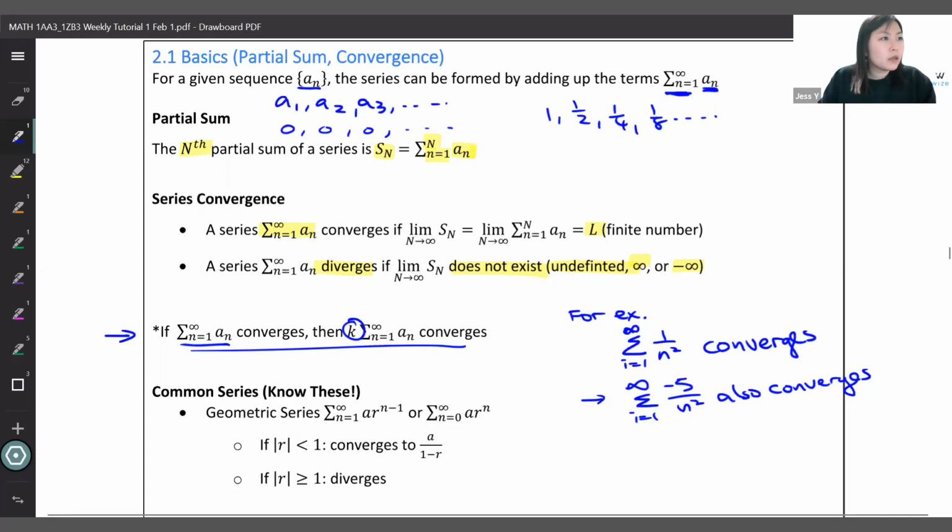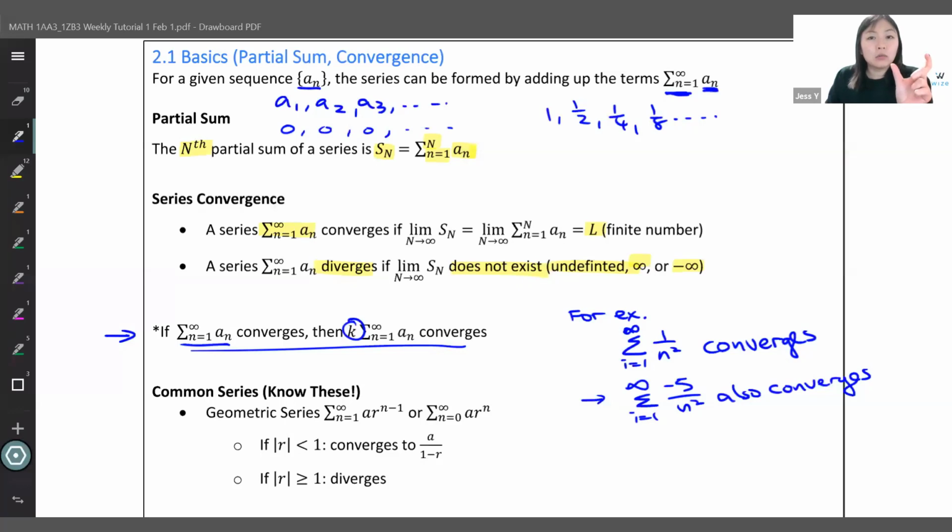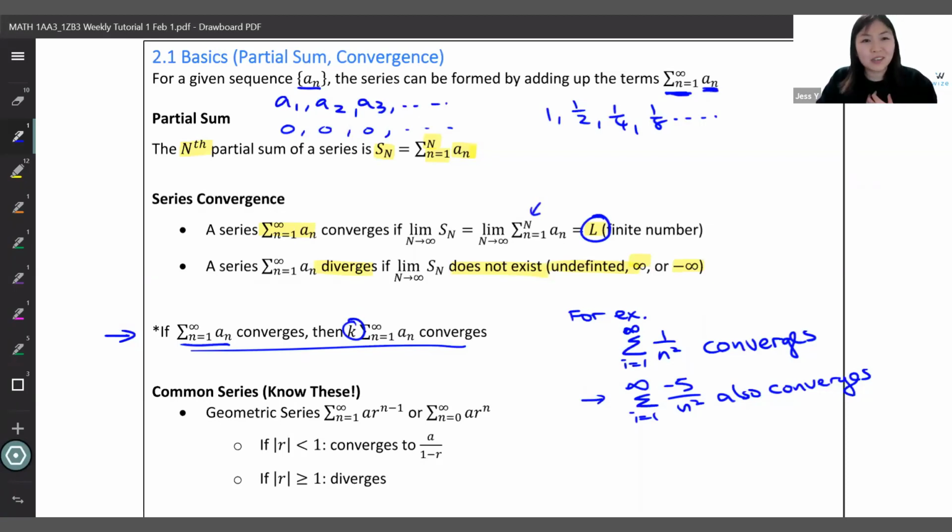Okay. A question came in: would the series converge to the number you add with the nth series? The series will converge to the limit of the partial sum. So you're adding up the first n terms. If you take the limit as n goes to infinity and you get that number, that is what the series converges to. Let me know if that makes sense. I'm not sure if I'm understanding the question properly.